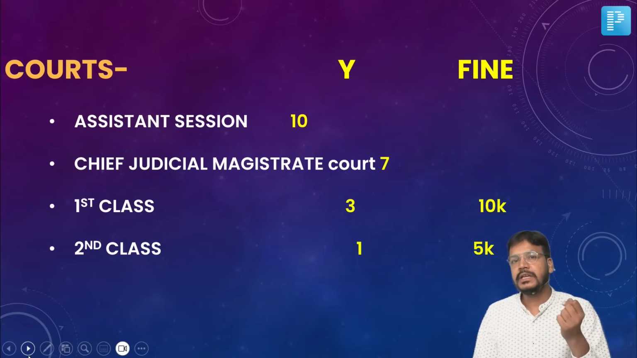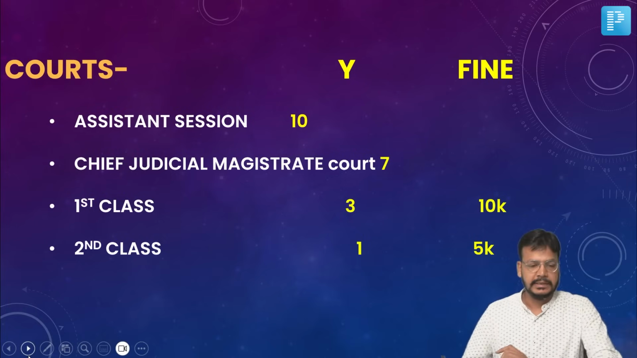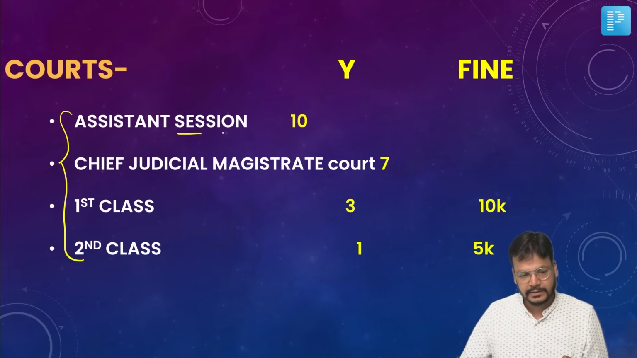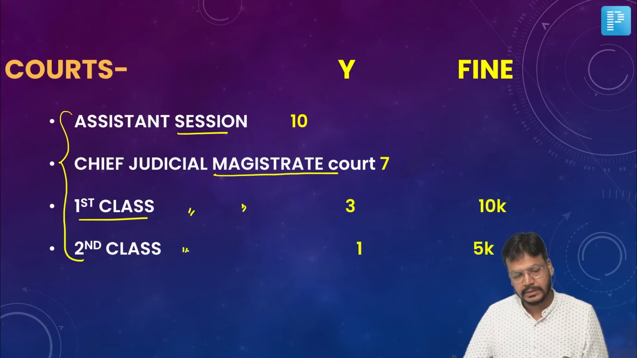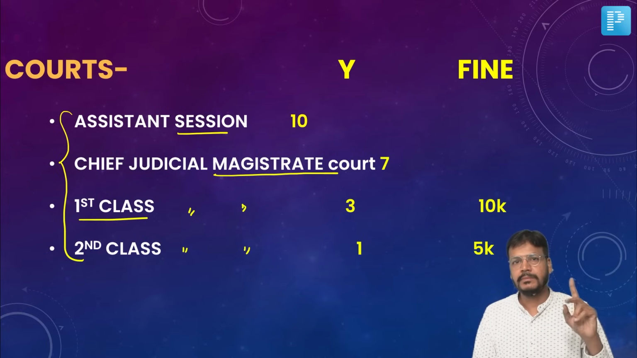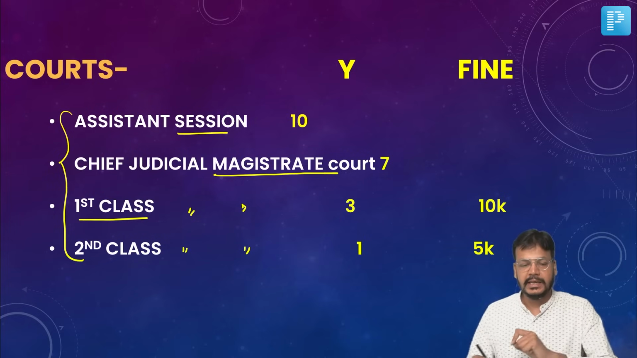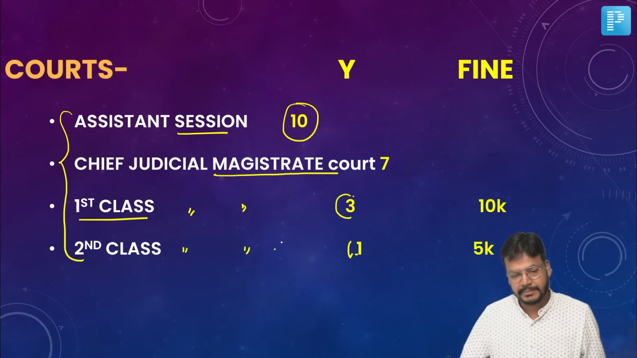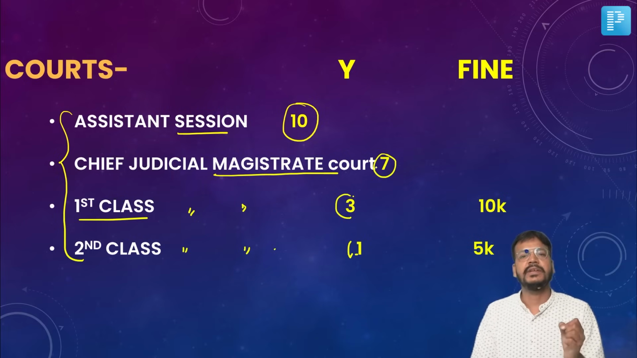Now, sir, if you see the remaining courts, these are the four courts. Assistant Session Court, Chief Judicial Magistrate Court, First Class Judicial Magistrate Court, Second Class Judicial Magistrate Court. What was said for the first four? Supreme, High, Session, Additional Session: death sentence and unlimited fine. Here the maximum punishment is 10 year, 7 year, 3 year, 1 year.